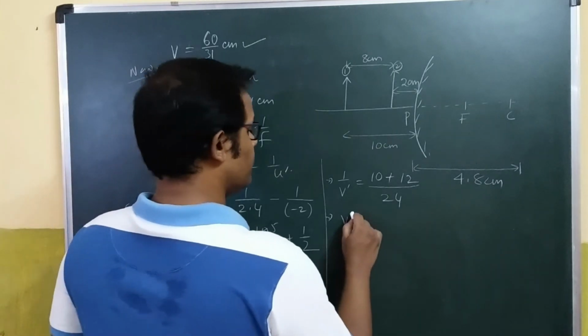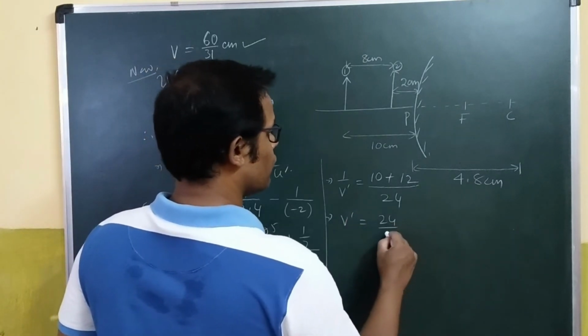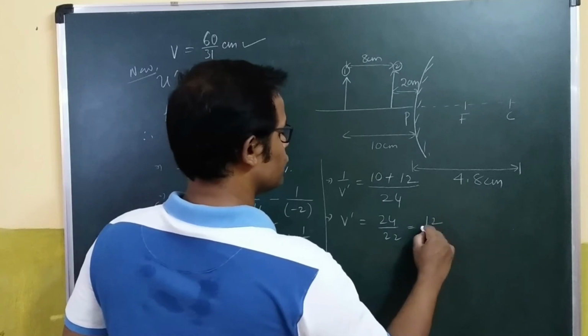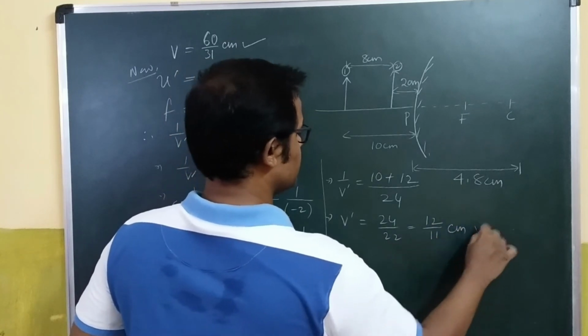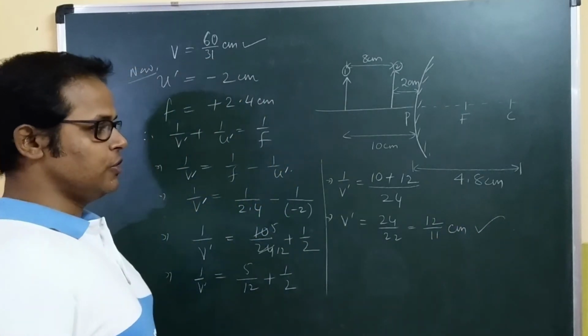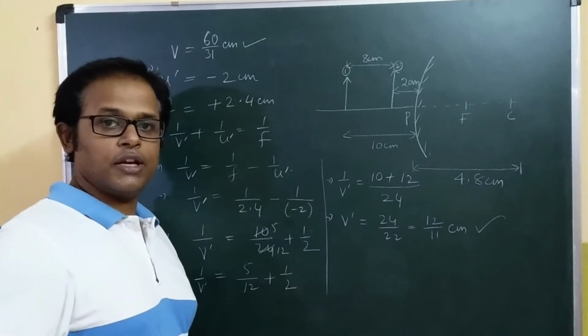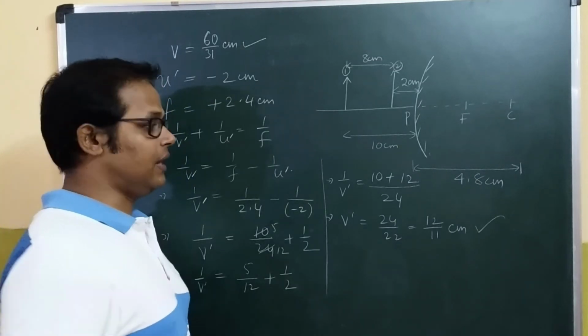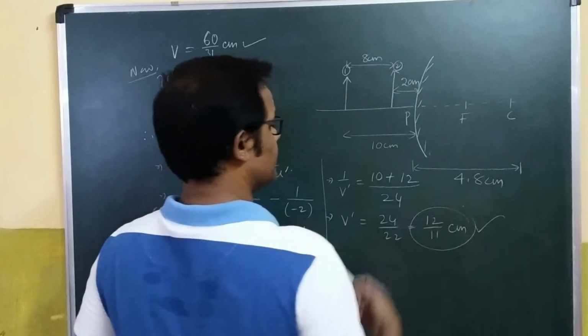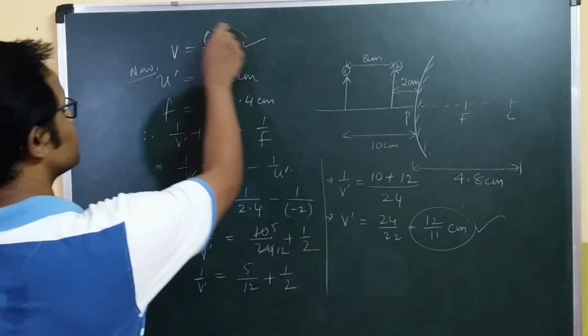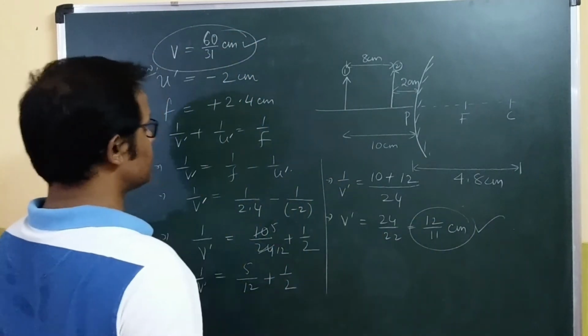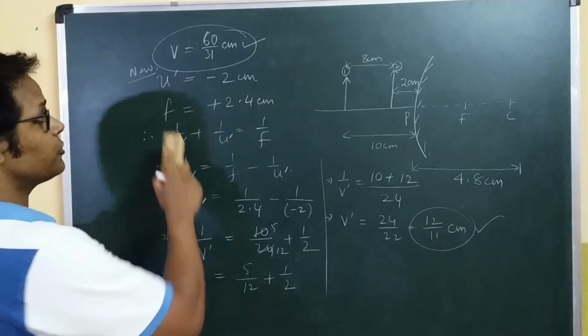Okay. So V prime should be looking like 24 by 22. That is 12 by 11 centimeters. So the image distance is going to be now a shorter one. It is only 12 by 11 centimeters. Alright. So this is the second answer. This was the first answer. Then hence, we can rub off this portion, right?